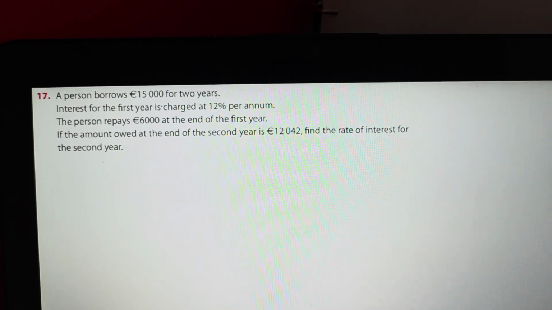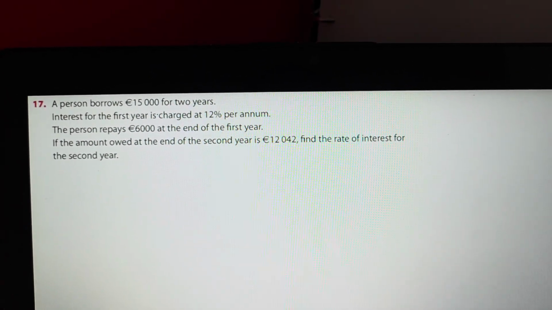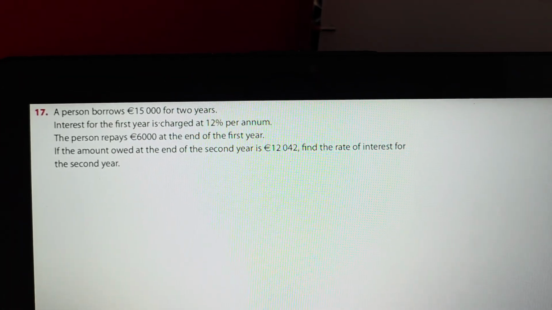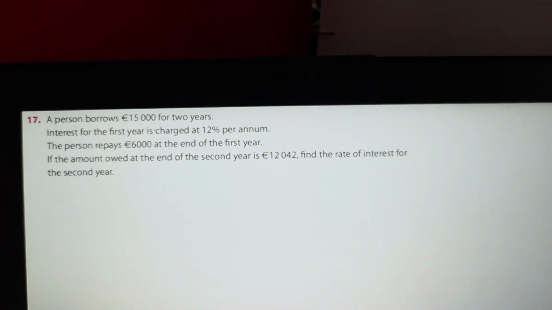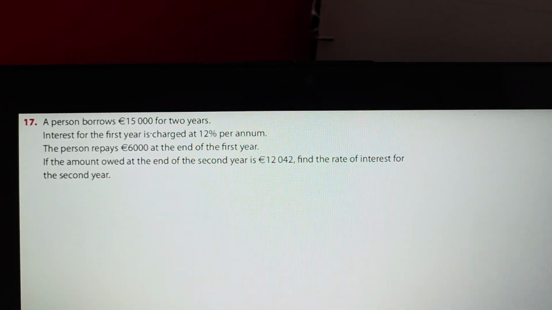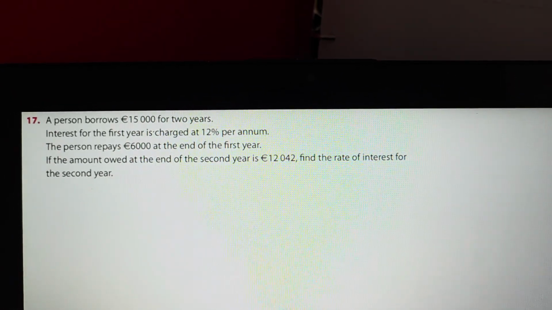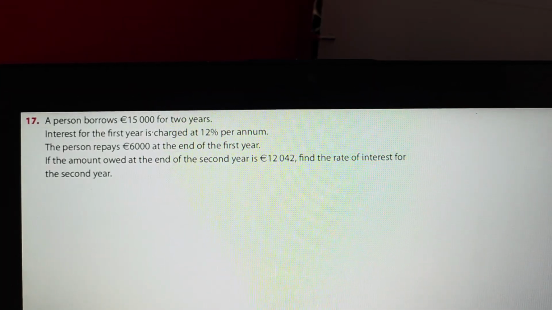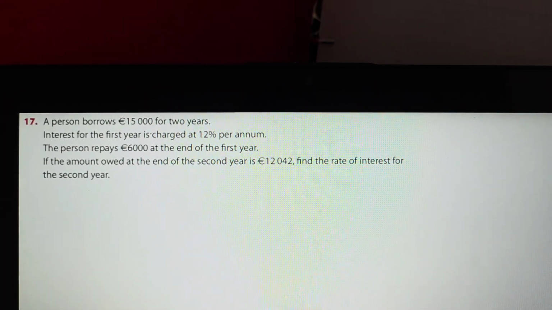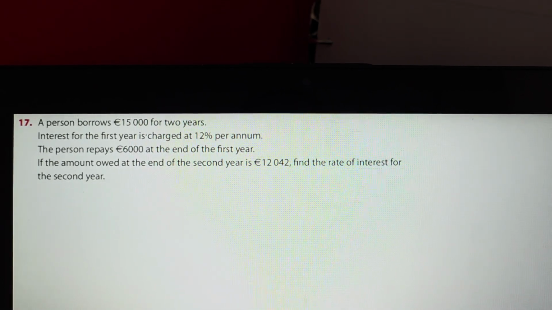17. A person borrows 15 grand for 2 years. So P is 15,000, T is 2. Interest for the first year, T won't be 2 because they're changing the interest rates. Okay, right. Interest for the first year was 12%. The person then repays 6 grand at the end of the first year. Okay, so they're doing something in the first year, which means I have to do the first year separate to the second year.